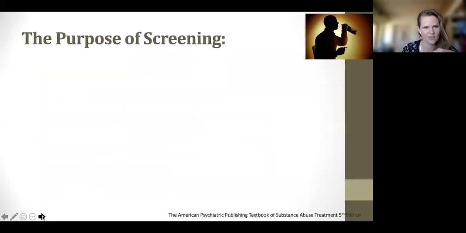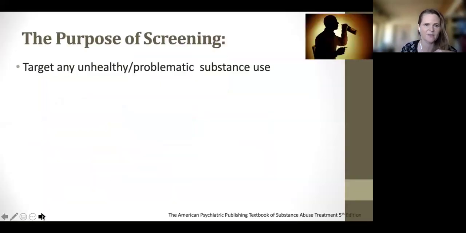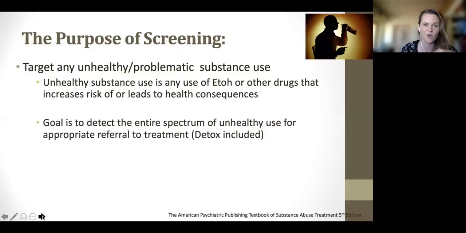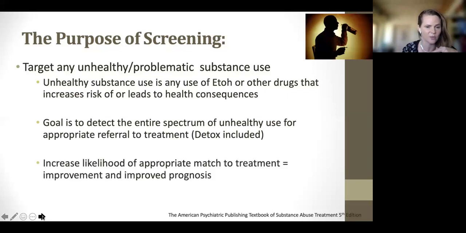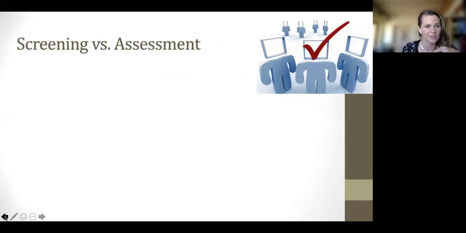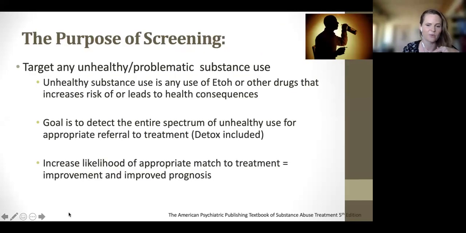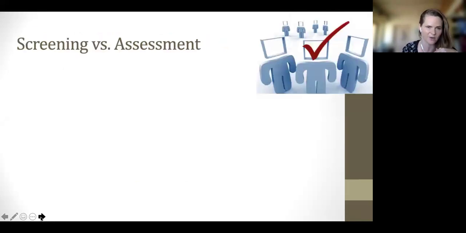In terms of screening, we're going to look more specifically at types of screeners now. Again, the overall purpose is that we're targeting an unhealthy or problematic substance use behavior, and we're trying to detect the entire spectrum of unhealthy use to make sure that we're able to refer appropriately to treatment. And as we talked about before, being able to appropriately match the level of severity to treatment is going to dramatically increase the positive outcomes.